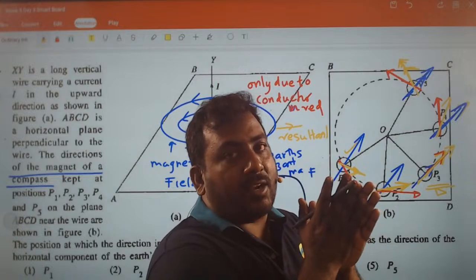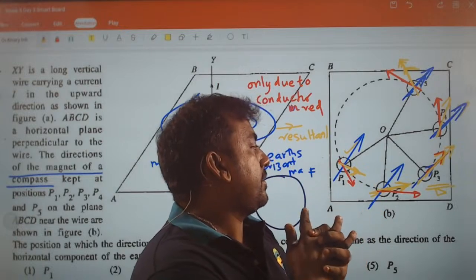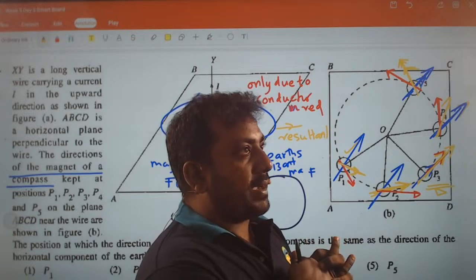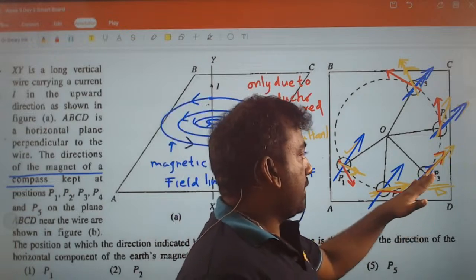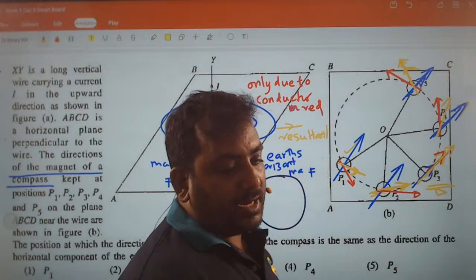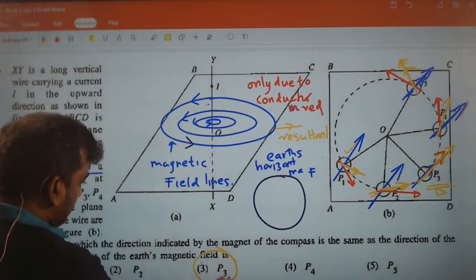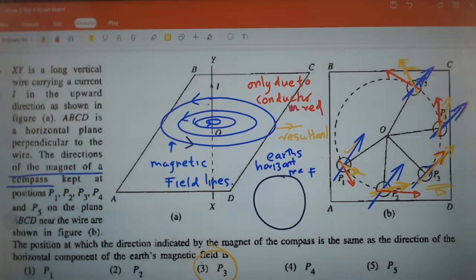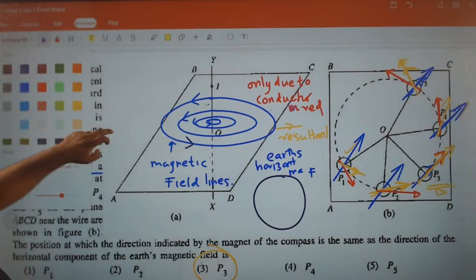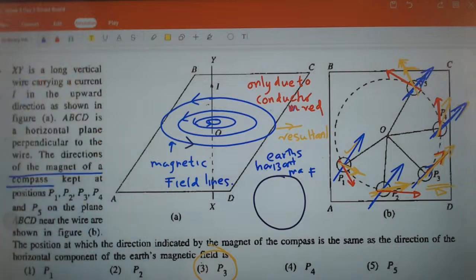If both the magnetic fields are parallel to each other, it will remain along the tangent continuously. And this is achieved only in P3. Okay? Right. Okay. Moving on.